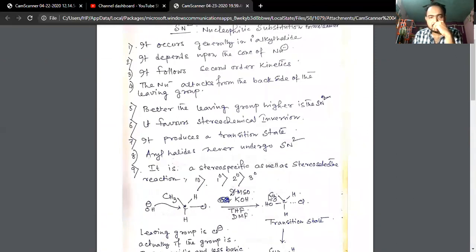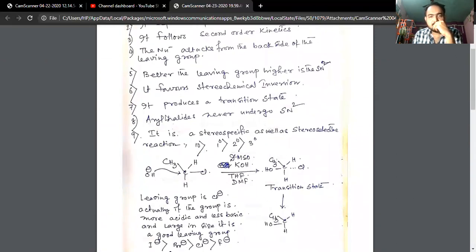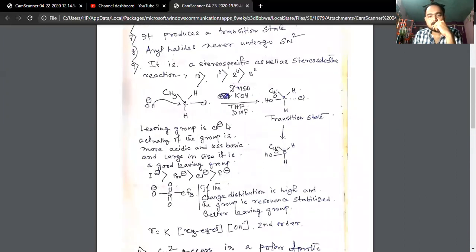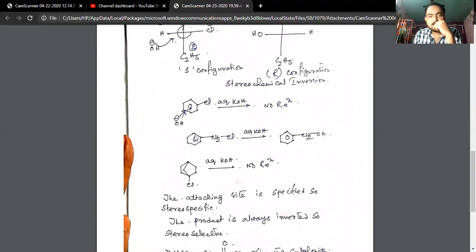Now you can see here aryl halides never undergo SN2. As I have told, the nucleophile attacks linearly from the backside of the leaving group, but here the OH− cannot approach the leaving group because there is a cage-like structure, a phenyl group. That's why OH− cannot approach this carbon atom, so no reaction occurs.